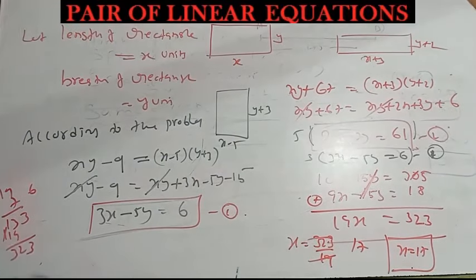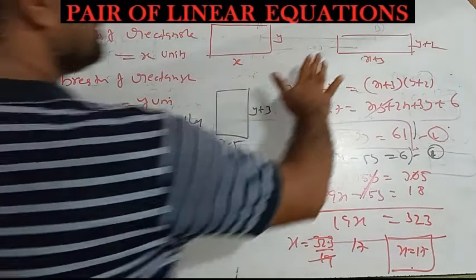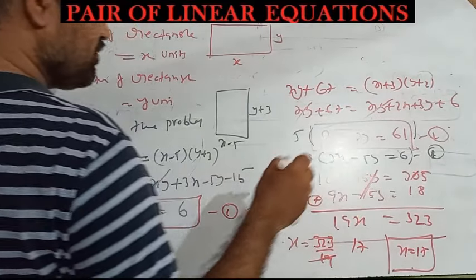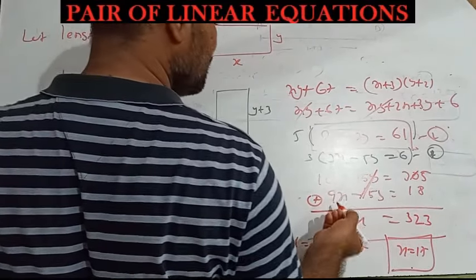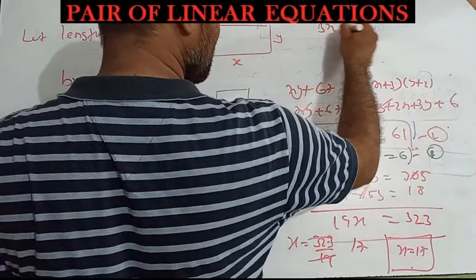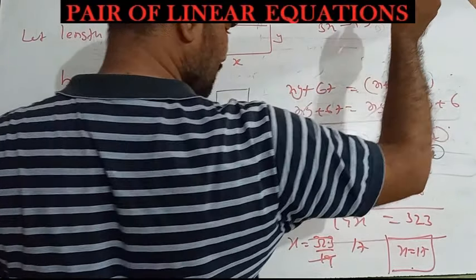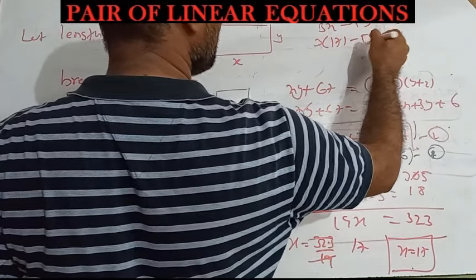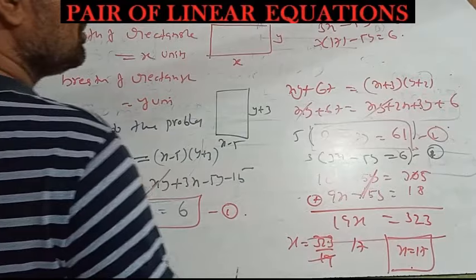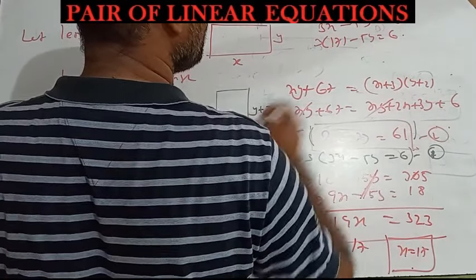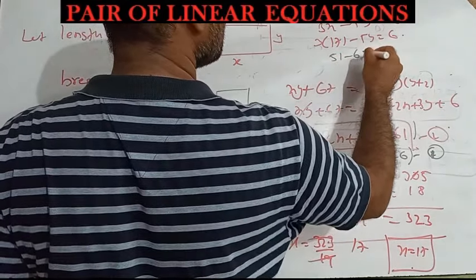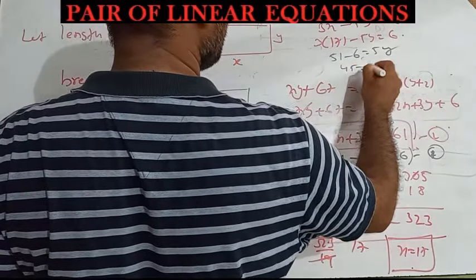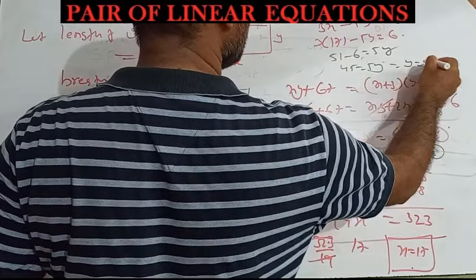Now the corresponding y value I want to find. So x equal to 17, substitute into any one of the equations. My better equation is 3x - 5y = 6. So x is 17: 3 into 17 minus 5y equal to 6. 3 times 17 is 51. 51 minus 6 equals 5y. So 45 equals 5y. So y is equal to 9.